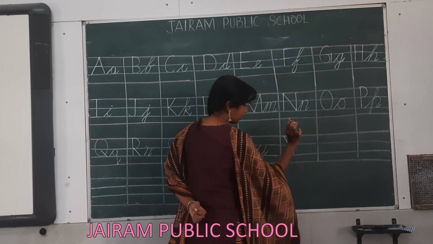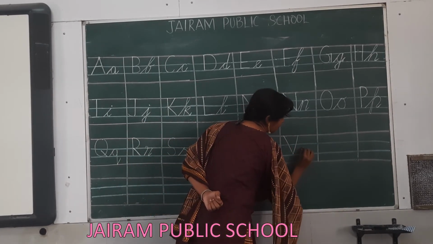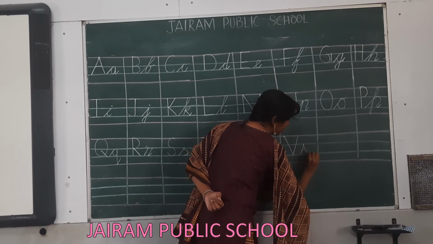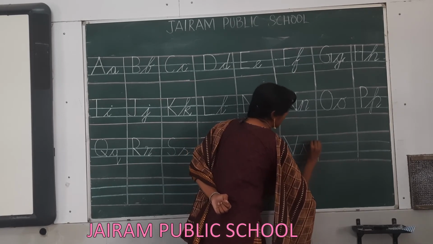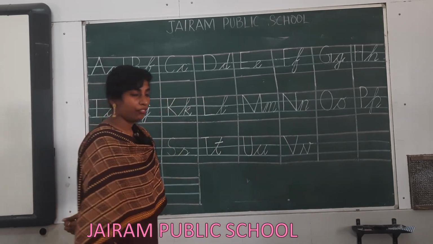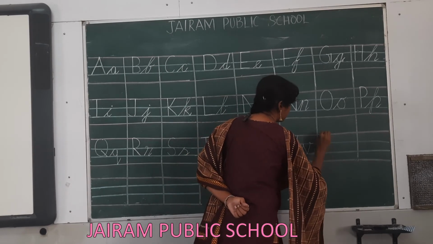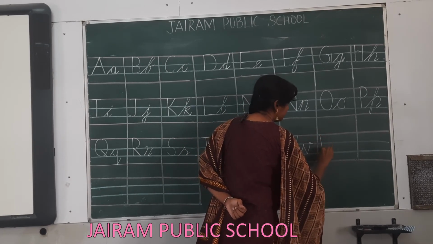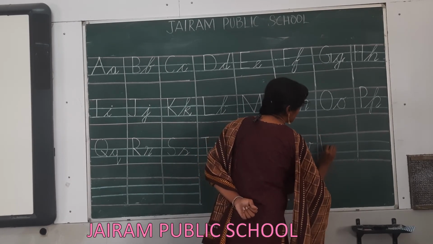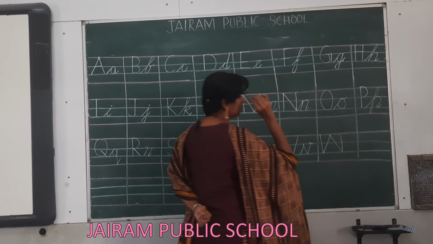Second slant and the first slant. It's very simple. And the cursive V is upward forward slant, downward backward slant, upward forward slant, and an anti-clockwise loop at the top. This is letter V. The next letter we are going to write is letter W. How do we write W? First a straight line, first slant, second slant, another straight line is letter W.